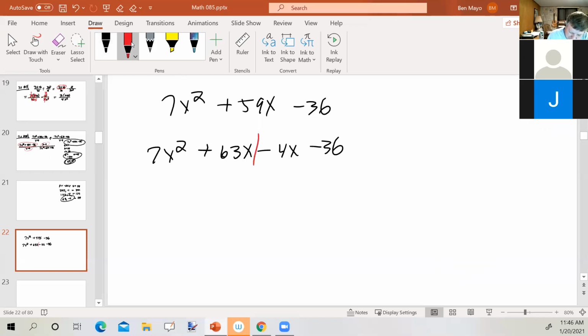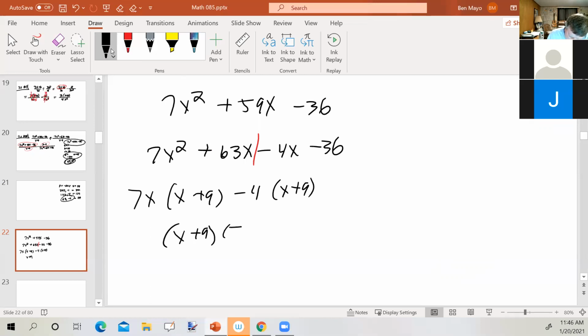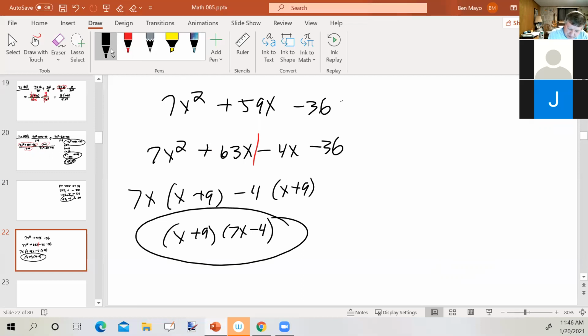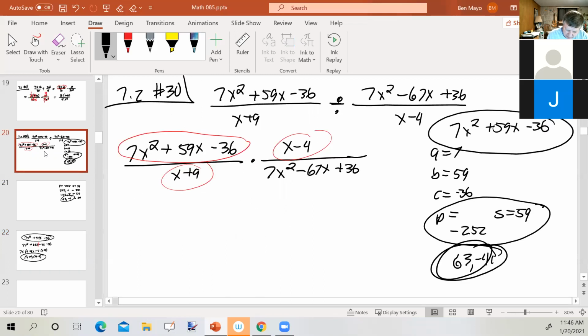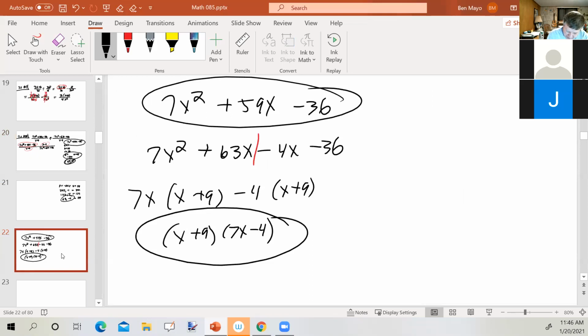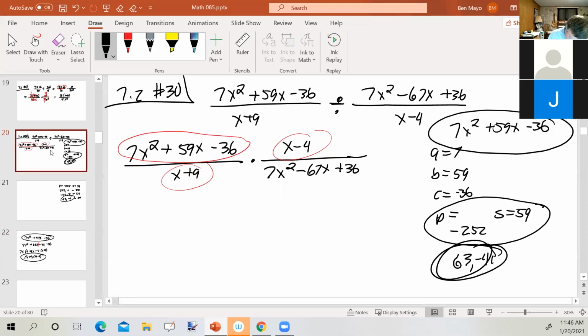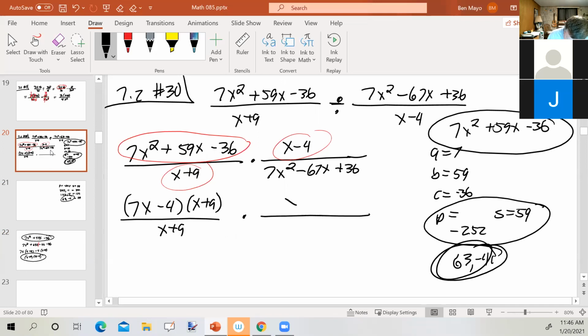So now splitting it up, factoring by grouping, we get 7x(x plus 9) minus 4(x plus 9), (x plus 9)(7x minus 4). Okay. So that is going to go in the place of that back up 2 screens. So that's going to be (x plus 9)(7x minus 4) over (7x minus 4)(x plus 9)(x minus 4). Okay, so far so good.